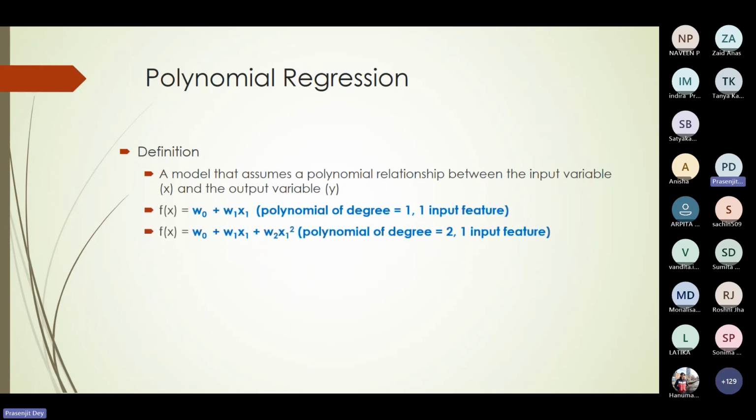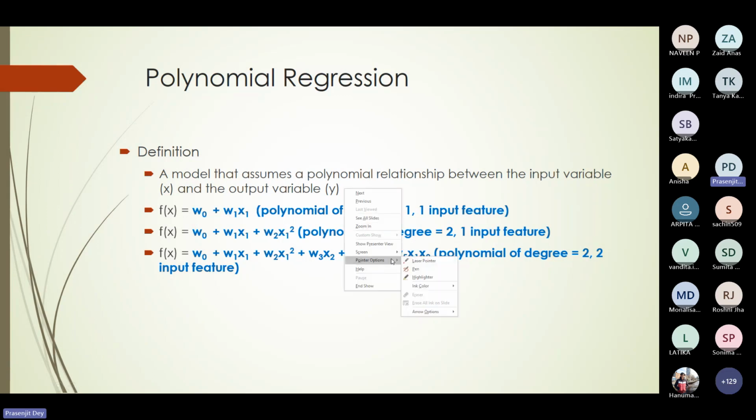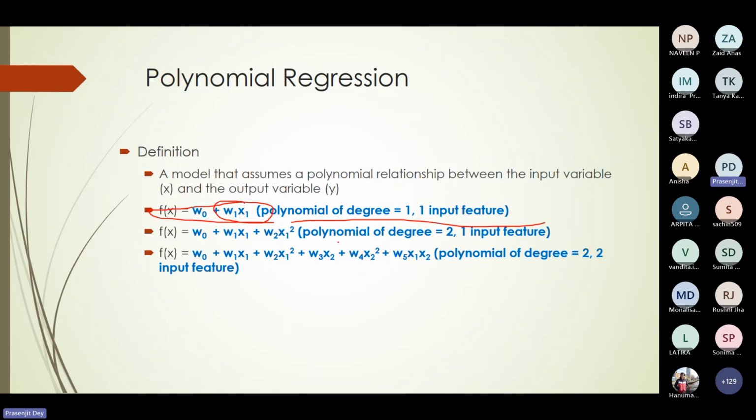You can see this example. In the first example, I have considered a polynomial with degree 1 and the number of input features is also 1. There is only one input feature x1 and the degree of the polynomial is again 1. So it is nothing else but linear regression. In the second example, I have considered degree 2 and one input feature. So I am going to consider x1 with degree 0, which will be 1, x1 with degree 1, and x1 with degree 2.